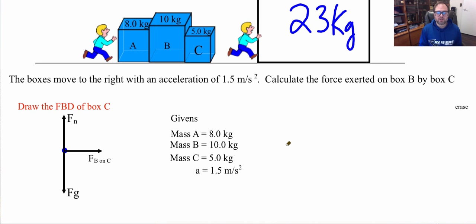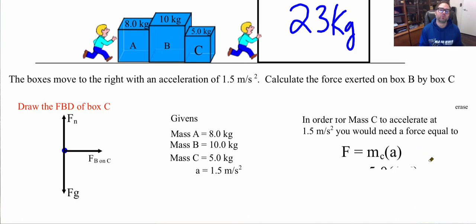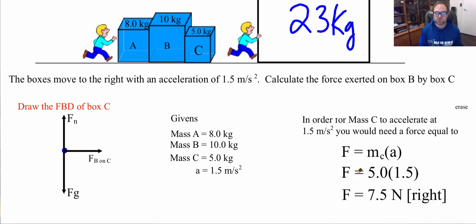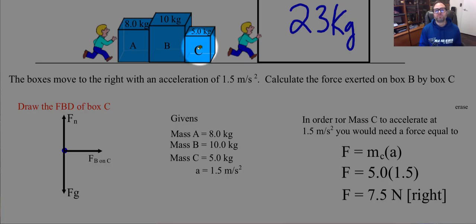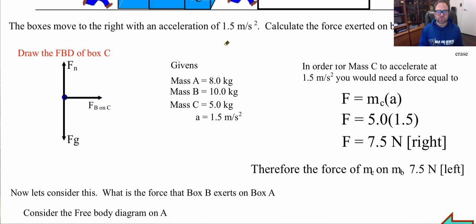Now in order to calculate for mass C to accelerate at 1.5 meters per second squared, we have to use Newton's second law, which is force is equal to ma. So we end up getting my mass of 5.0 multiplied by 1.5, which ends up giving us altogether 7.5 newtons to the right. We know now that if block C has 7.5 newtons applied to it to the right, that must mean it must give 7.5 newtons back on block B, which is 7.5 newtons to the left.